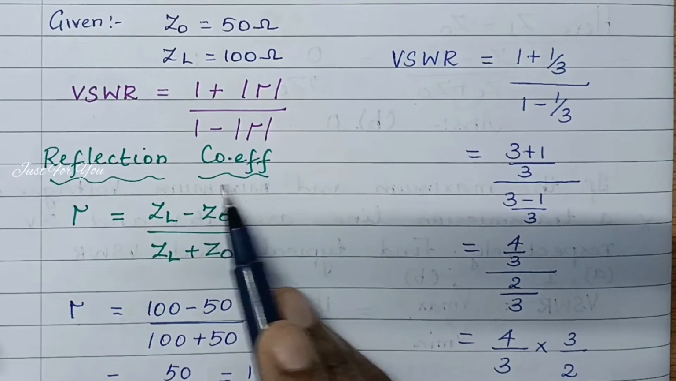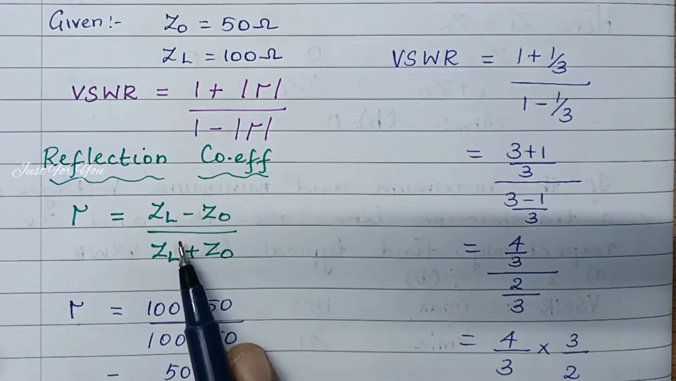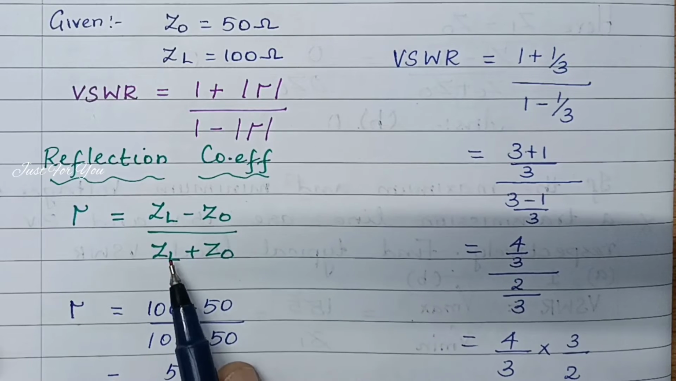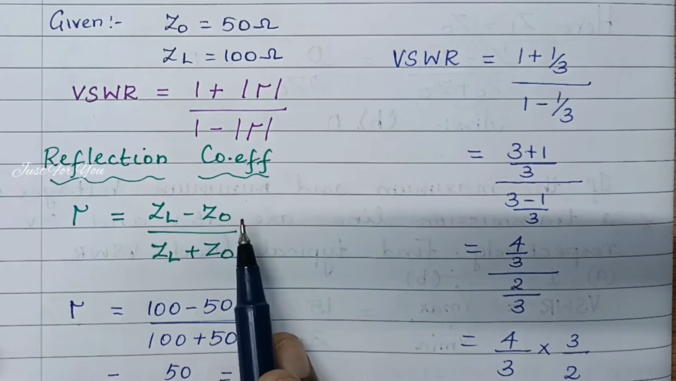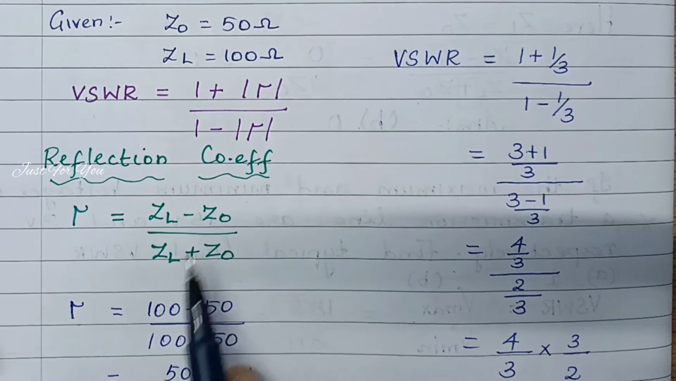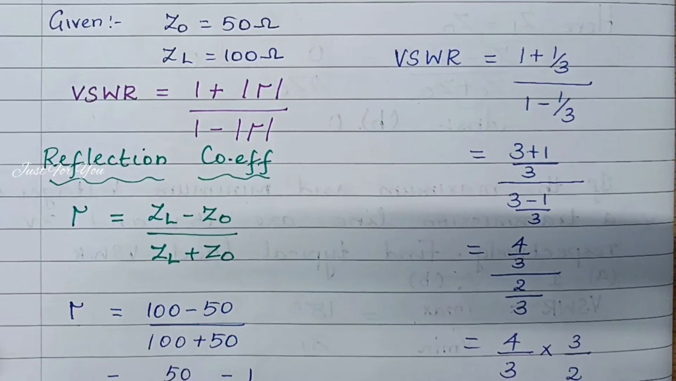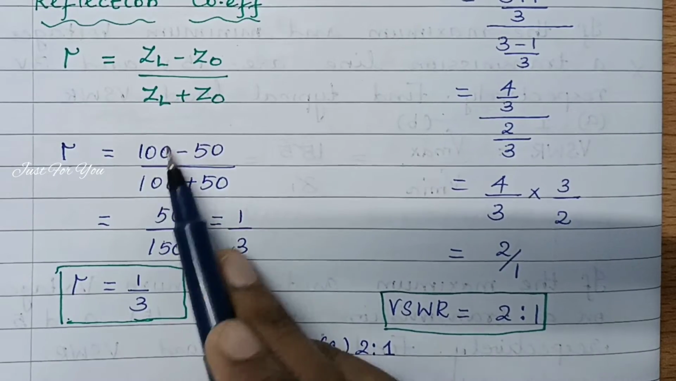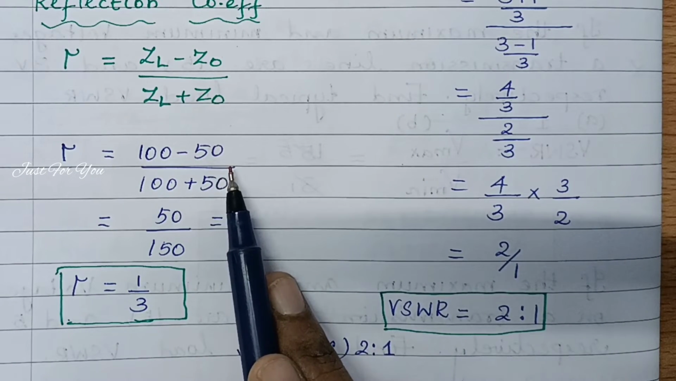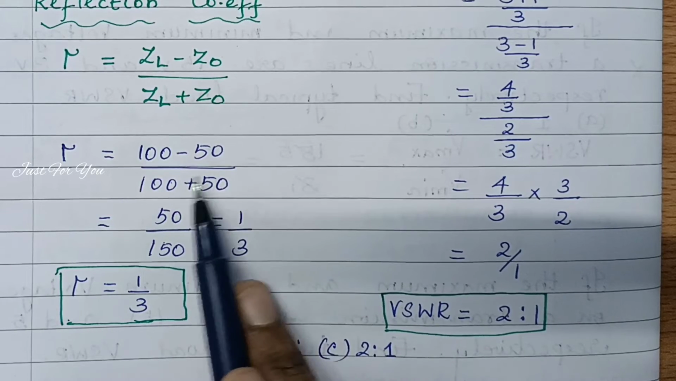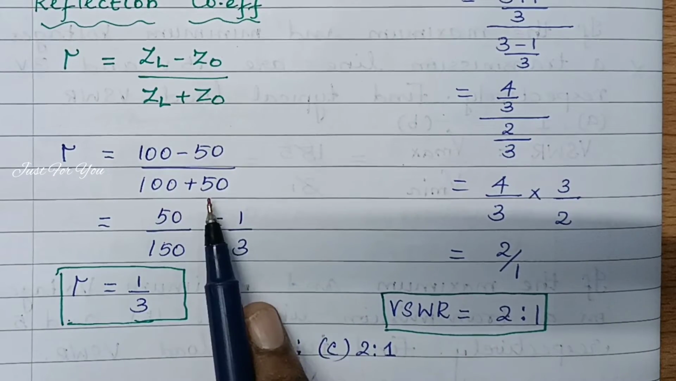The formula to calculate reflection coefficient is (ZL minus Z0) by (ZL plus Z0). We know the value of ZL and we know the value of Z0. We have to substitute these values. In the next step, I am substituting 100 for ZL and 50 for Z0. So (100 minus 50) divided by (100 plus 50).